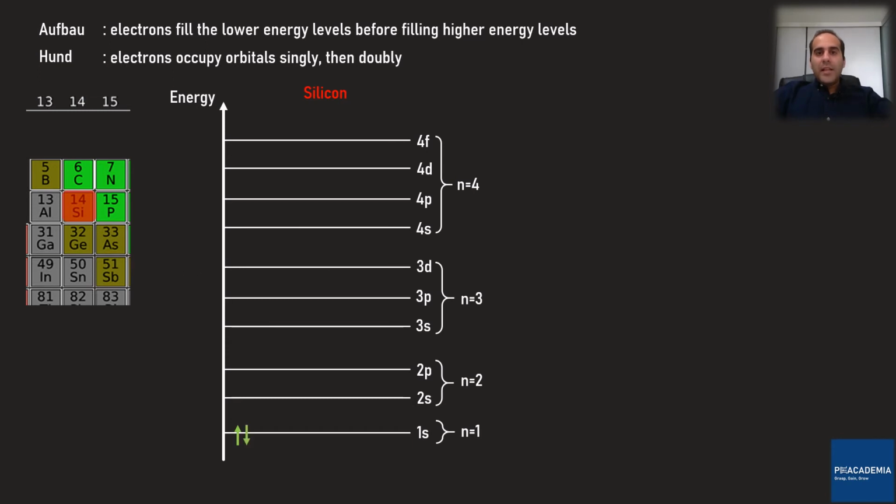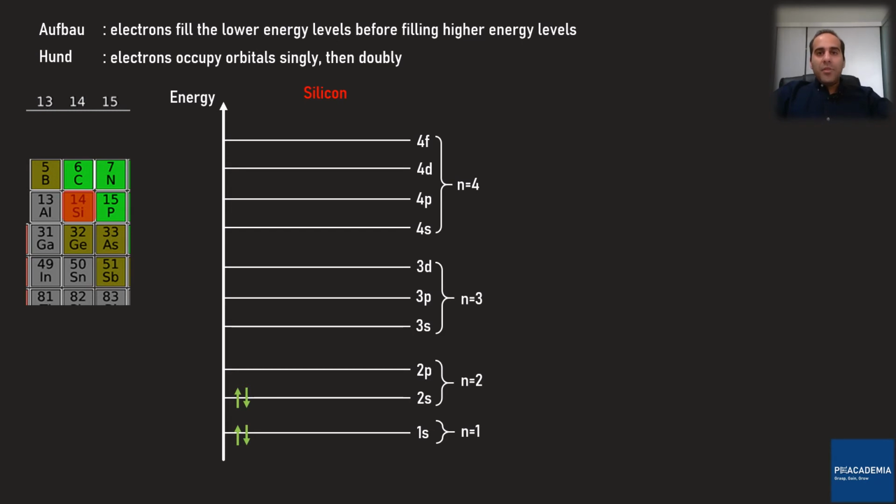Now that the 1s is filled, we need to migrate to 2s. Here we have one orbital. The first electron spins up, then I place the second electron that spins down. 2s is now filled. The next sublevel is 2p.